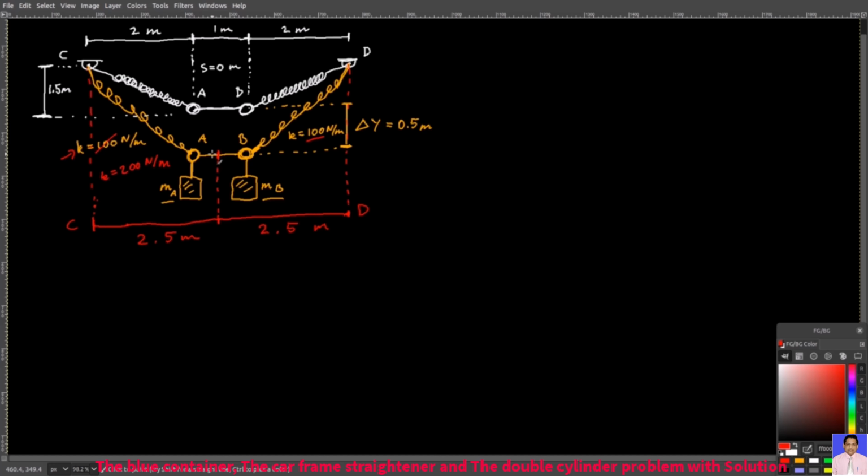That means that in order to achieve this situation where these cylinders are on the same horizontal level, MA should be greater than MB, because this cylinder needs to be heavier because you need more force of gravity to elongate this spring, because it has a higher value for its spring constant. But that's not the case here. Here, both spring constants are equal. They are 100 newtons over meter.